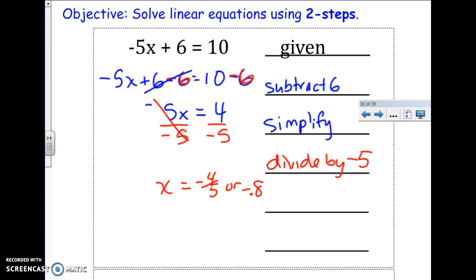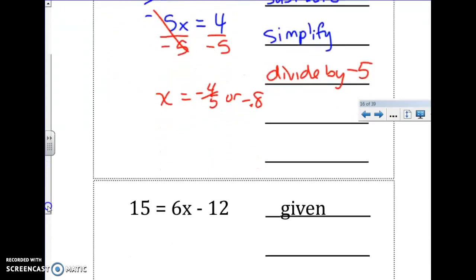So finally, I want to just check my work to make sure this goes back into the equation and satisfies it. So does negative 5 times negative 0.8 plus 6, is that going to give me 10?